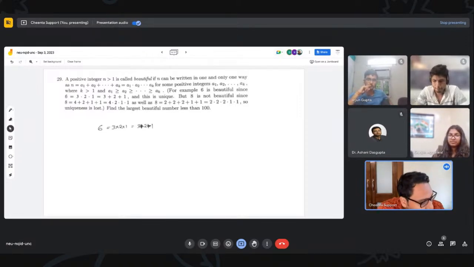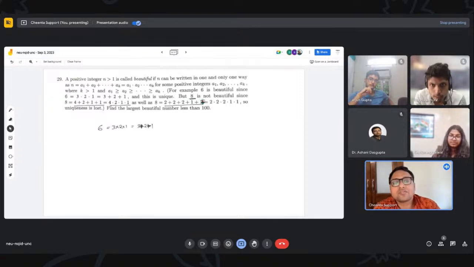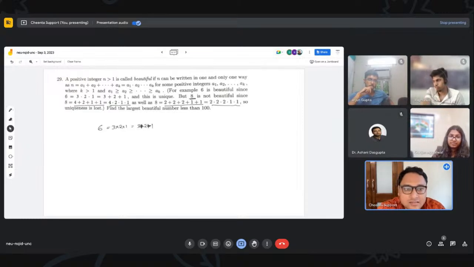So 8 is not beautiful. They have given an example because 8 can be written as a sum of four numbers and product of four numbers, and sum of five numbers and product of five numbers. So you have to be careful. You can use one over and over again, so the uniqueness is lost. Find the largest beautiful number less than 100. That's the question. So let's see what Gunjan has to offer.